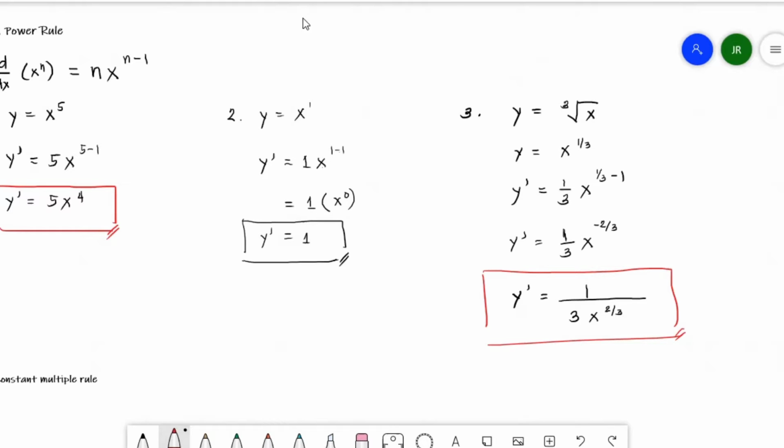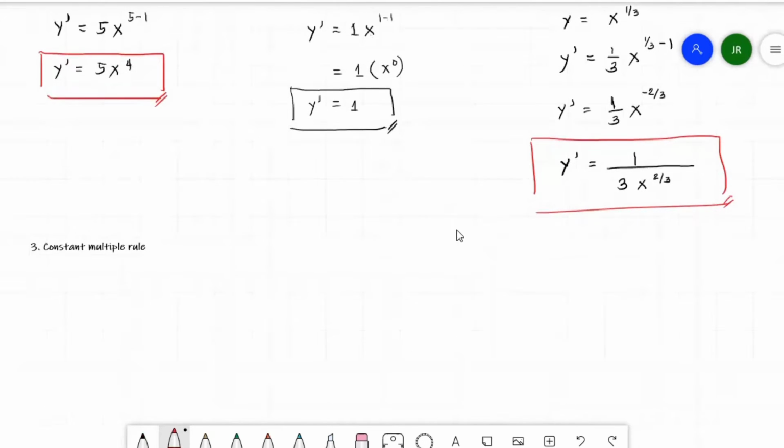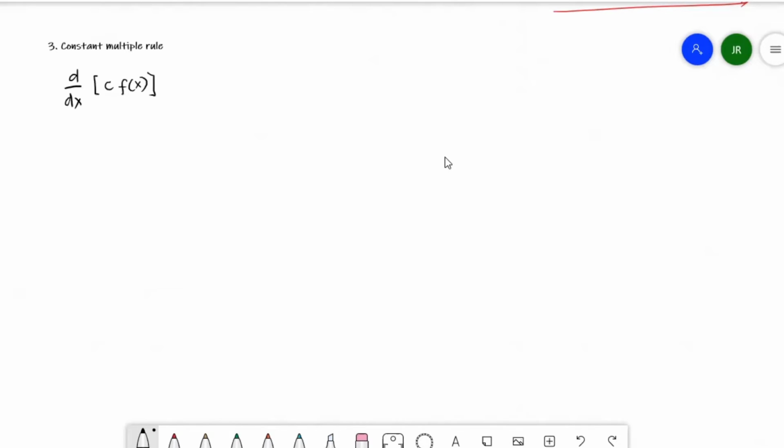Okay, and then the next rule is the constant multiple rule. Okay, so for the constant multiple rule, the derivative of a constant multiplied by f of x with respect to x, it is equal to. So kapag meron kang constant, ang gagawin mo lang, ilalabas mo si constant and then imumultiply mo siya or kukunin mo yung derivative nung natira. Okay? So labas mo si constant, then kunin mo yung derivative ni f of x. Okay, so c multiply by the derivative of f of x. Okay, so that is for the constant multiple rule.